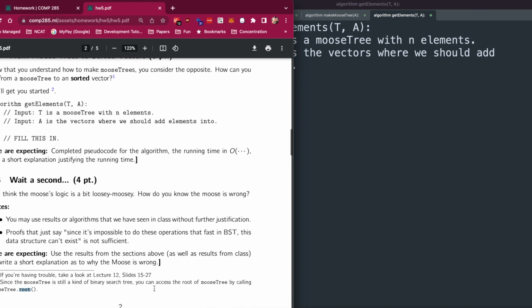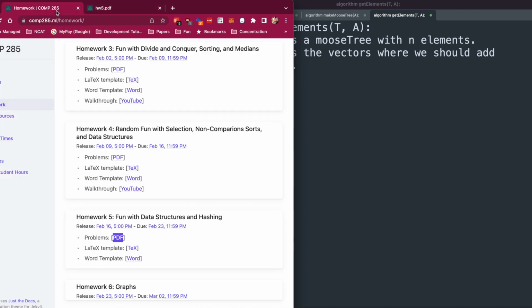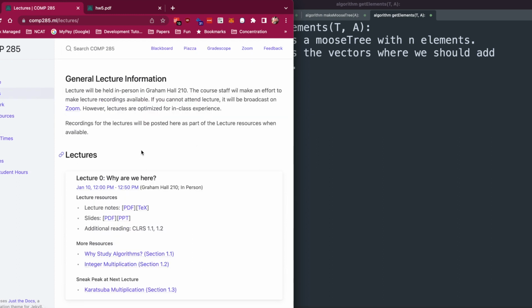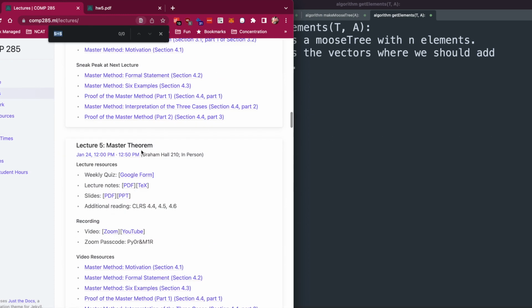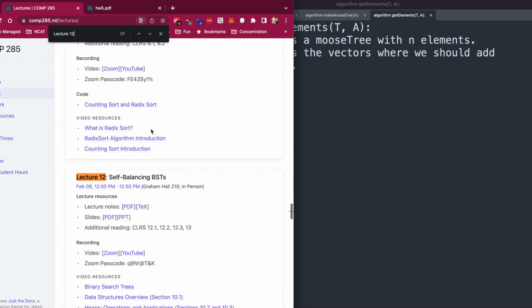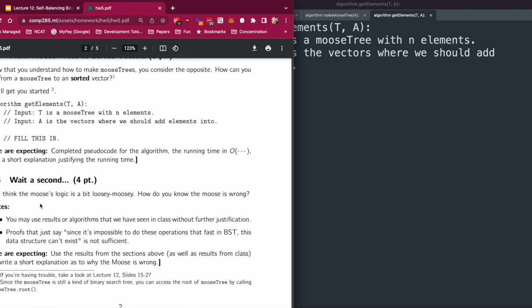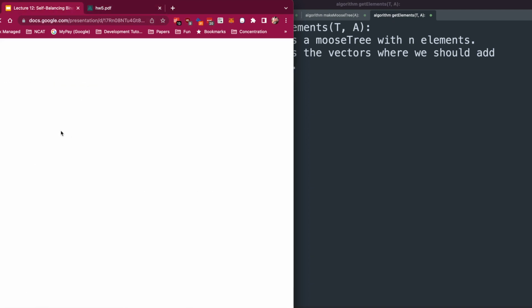Let's take a look at these slides. We're looking at lecture 12. So we head on over to lecture 12. Let's jump right there. Let's open up the PowerPoint and take a look. This was part of the hint, so we would look at slides 15 through 27.